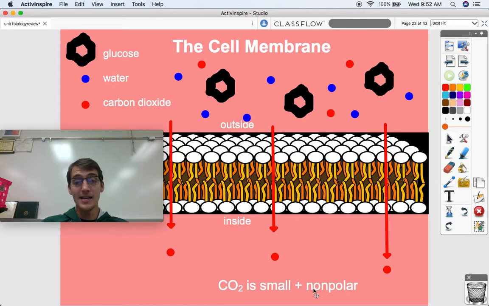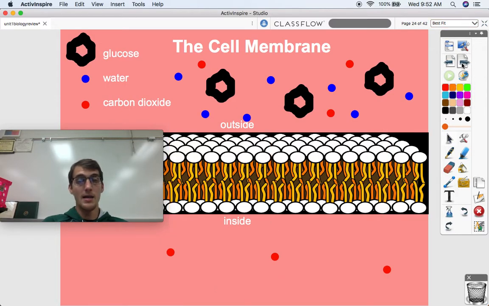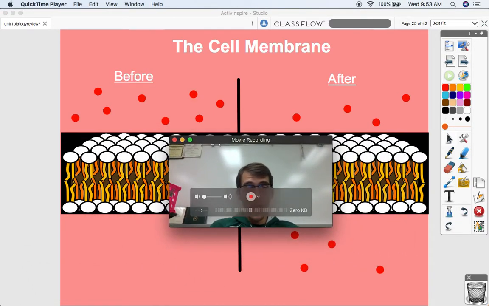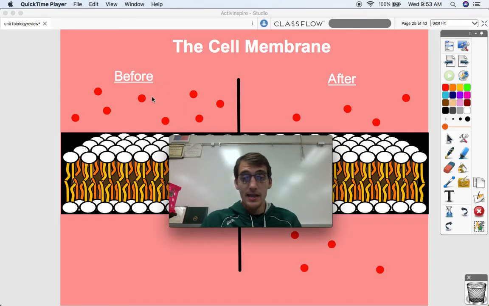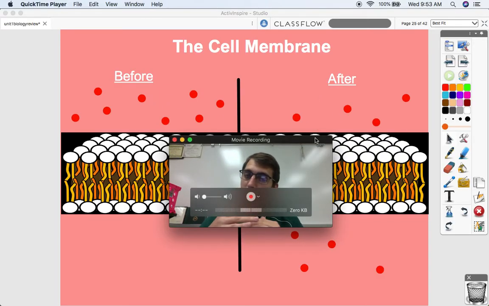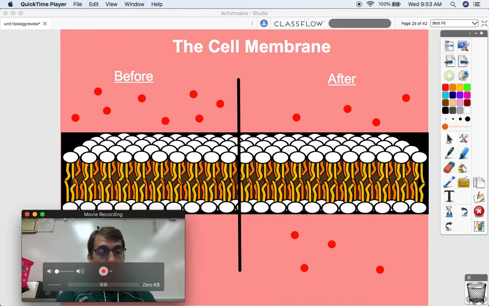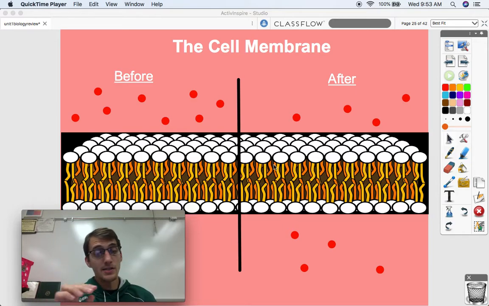So carbon dioxide is the only one that's going to be spreading out evenly between the two sides of the cell membrane. Carbon dioxide is going to diffuse to the other side of the membrane because it's small and because it's non-polar. So voila, there it is. What's going to happen here? If we had a lot of carbon dioxide on the outside in a before scenario, it's going to spread out evenly. It's going to move down the concentration gradient, so it evenly spreads out over a little bit of time.